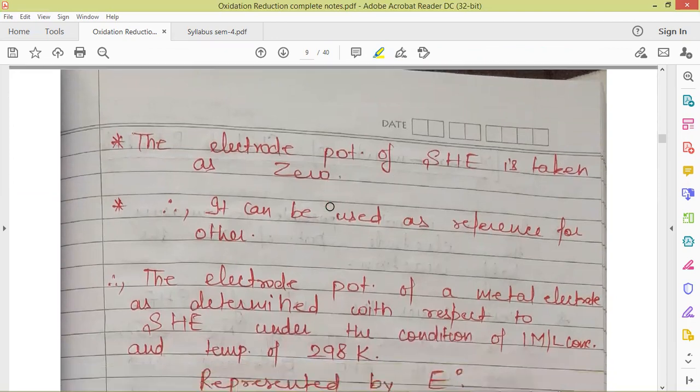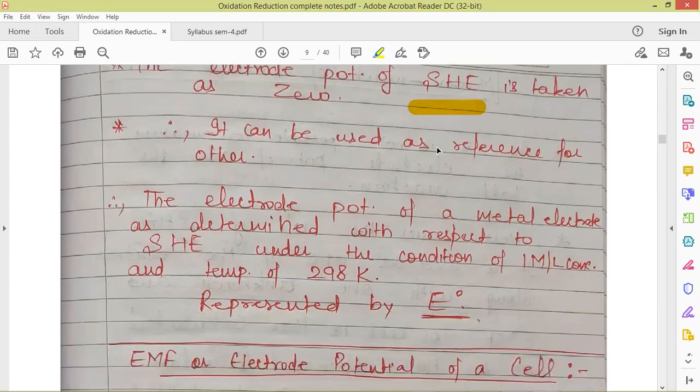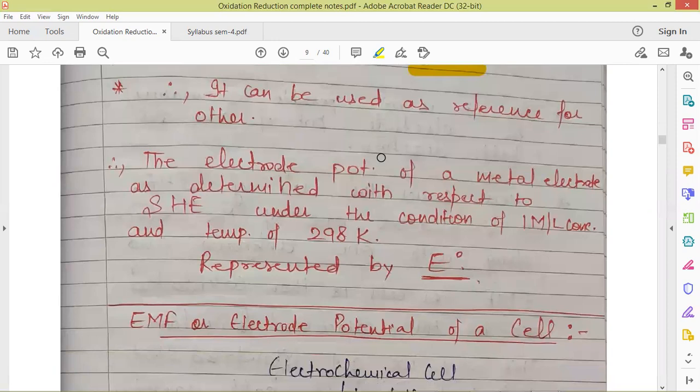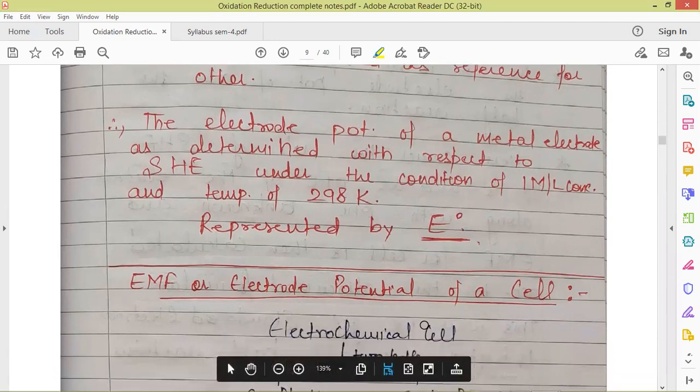The electrode potential of the standard hydrogen electrode is taken as 0, and we use it as the reference electrode for determining the electrode potential of all other half reactions. The electrode potential of a metal electrode, determined with respect to the standard hydrogen electrode under the condition of 1 molar concentration and a temperature of 298 Kelvin, is represented as E naught. This is called the standard electrode potential.